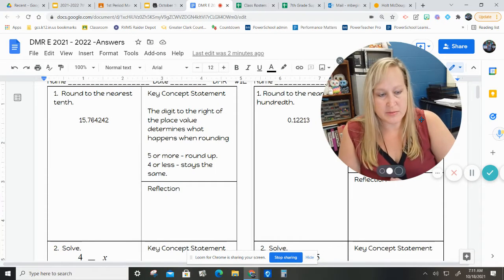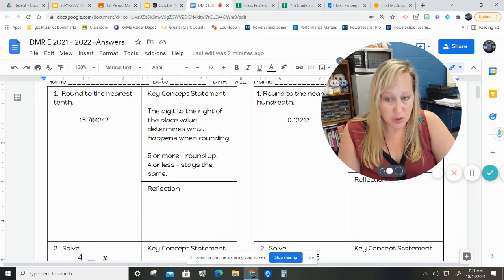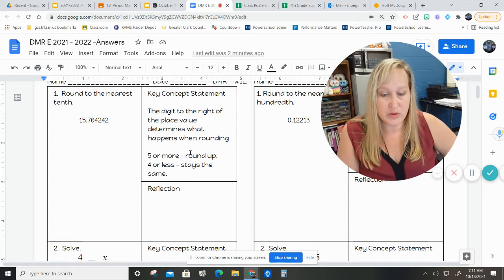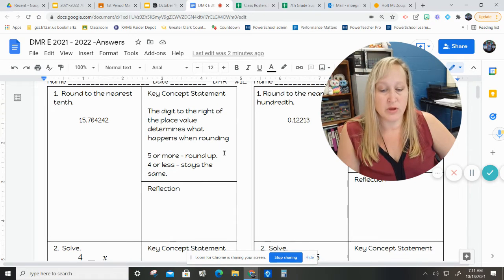Good morning. Today we are going to work on our start part on DMR E. We are reviewing rounding, and we are going to continue to review setting up proportional relationships. So the first key concept that you're going to have to copy in later boxes is the digit to the right of the place value determines what happens when rounding.